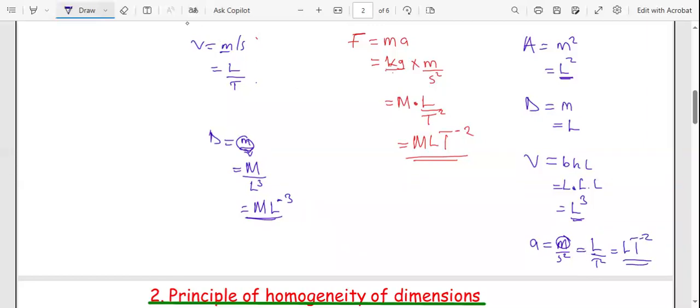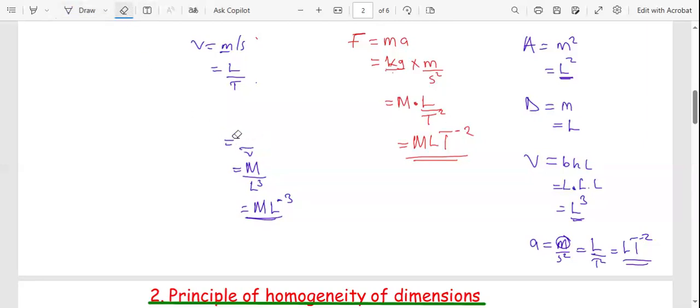What else can I talk about? There are a lot of dimensions. So long as you know that mass falls under M, all the physical quantities that we looked at will be falling under these. Okay. So I hope that makes it clear.